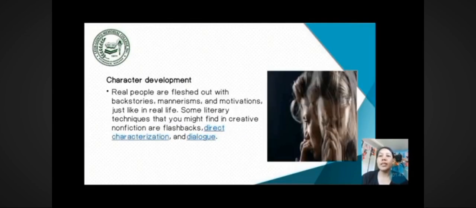The second one is the character development. Real people are fleshed out with backstories, mannerisms, and motivations, just like in real life. Some literary techniques that you might find in creative nonfiction are flashbacks, direct characterization, and dialogue. So character development is showing what a character is like, including their personality, feelings, and changes over time.